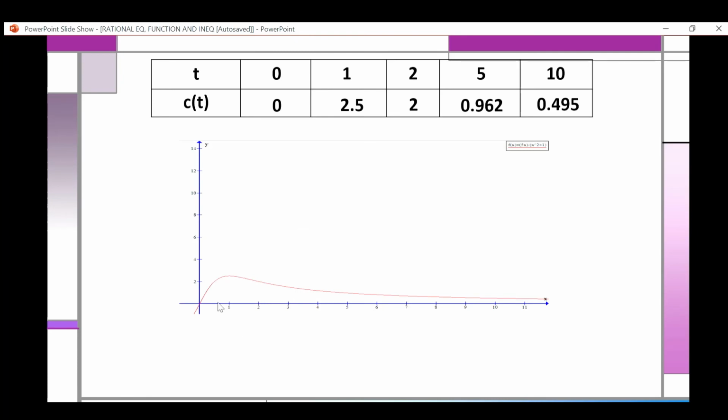Okay. So we will just plot the generated values dito sa Cartesian plane natin. Okay. So when t is 0, 0, 0. When t is 1, 1, 2.5. Then when t is 2, C of t is 2. Then 5, 0.962. Then for 10, that is 0.495. So ito yung itsura ng graph natin. Okay?